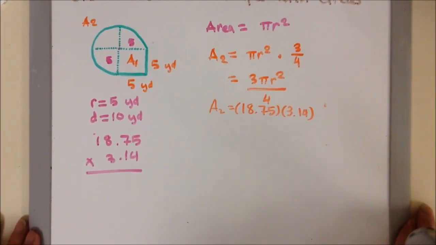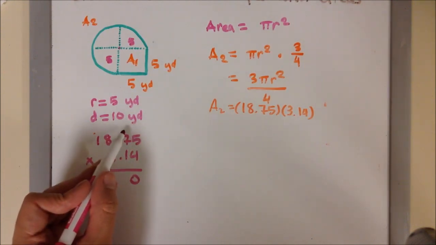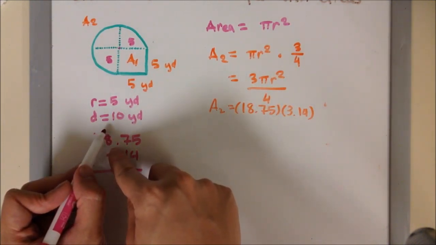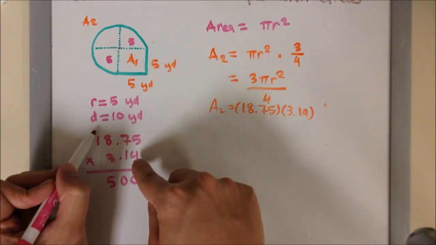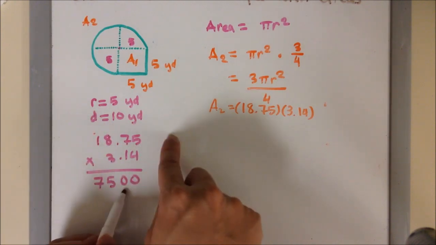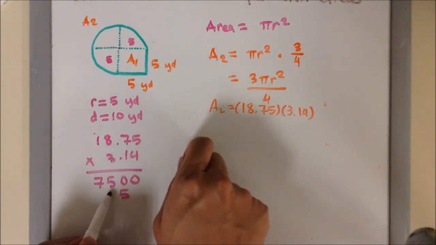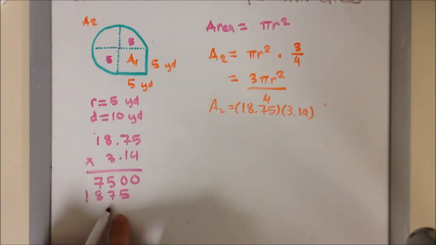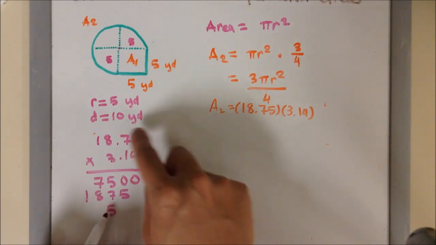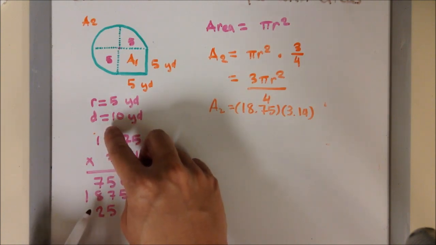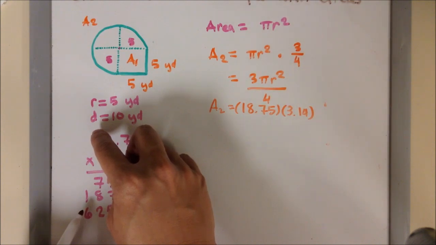Alright, so 4 times 5, 20, carry the 2. 4 times 7 is 28, plus the 2 is 30, carry the 3. 4 times 8 is 32, plus 3, which is 35, carry the 3. 4 times 1 is 4, plus the 3, 7. Alright, 1 times 5, 5. Remember, I skip a place. 1 times 7, 7. 1 times 8, 8. 1 times 1, 1. Now I'm going to skip two spaces, start underneath the 7. 3 times 5, 15. Carry the 1. 3 times 7, 21. Plus another 1, that's 22. Carry the 2. 3 times 8, 24. Plus the 2, that's 26. Carry the 2. 3 times 1, 3. Plus the 2, that's 5.